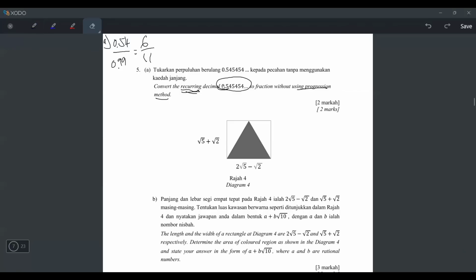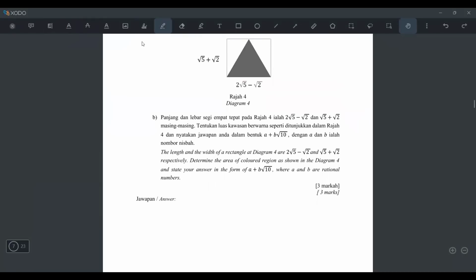Okay, but if it's like 2.5454 or 1.5454, then you will separate the one first. The one you will write in front, and then only in the end you will plus. After you convert, then only you plus one. Okay, enough. Let's go to B.